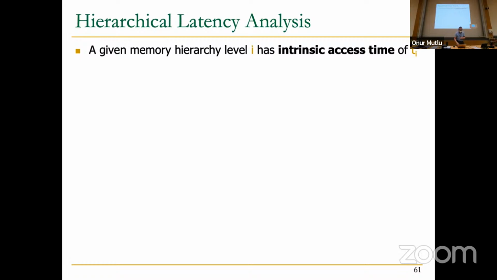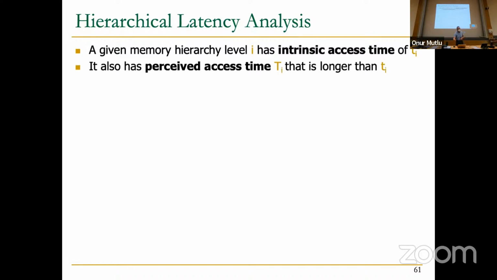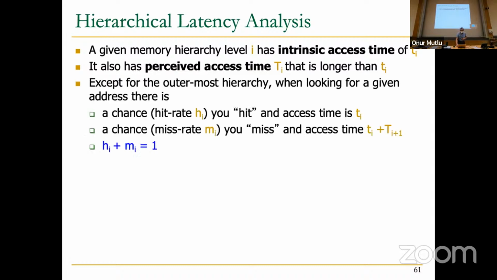But latency is still interesting to analyze. So a given memory hierarchy level i has an intrinsic access time, small Ti, based on the size of it and based on the technology. So if you want to access that hierarchy level, it takes Ti time. But it also has some perceived access time, large Ti, that is longer than the small Ti. Why? Because you don't always hit in that level, right? Sometimes you miss whenever you access that level.